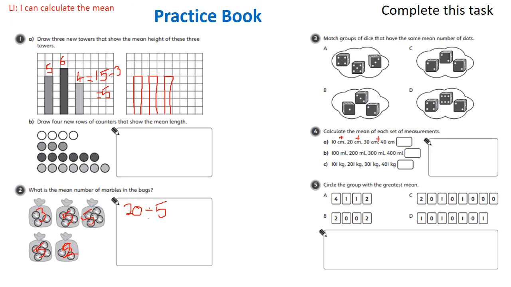Circle the group on question 5 with the greatest mean. So A is meaning 4 plus 1 plus 1 plus 2. That will give you the dividend. How many different numbers are there? There's 4 different numbers, so the divisor is 4 because there are 4 different numbers. Remember how to find the mean? Dividend divided by divisor equals the quotient, or in other words, the mean.